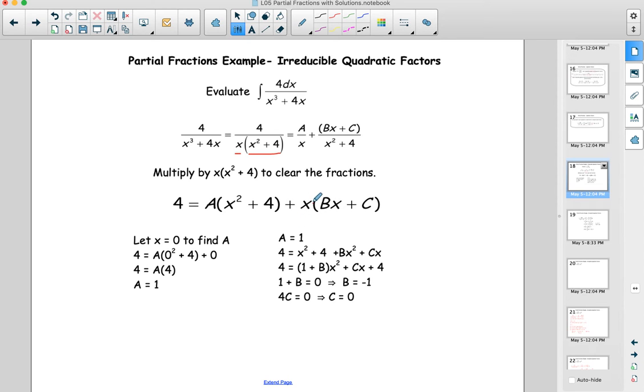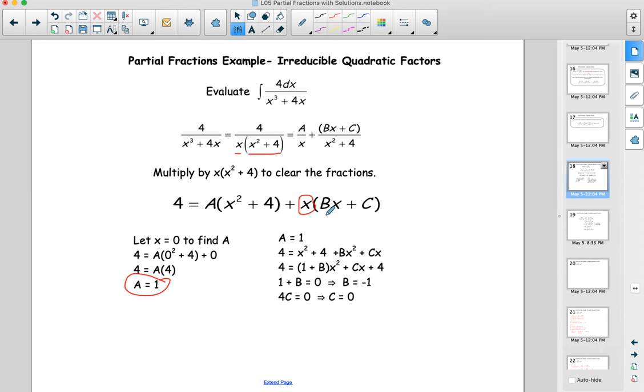If you allow this piece out in front, whatever it might be, it could have been x minus 1, it could have been x plus 2, but we want to zero out this factor, because if we zero out this factor, this disappears. So I chose to start by letting x be 0 to clear out the Bx plus C. So if x is 0, I'm going to get 4 is equal to A times 0 squared plus 4, and of course plus 0 for that bit. That gives me 4A, or 4 is 4A, so I now knew that A was 1.